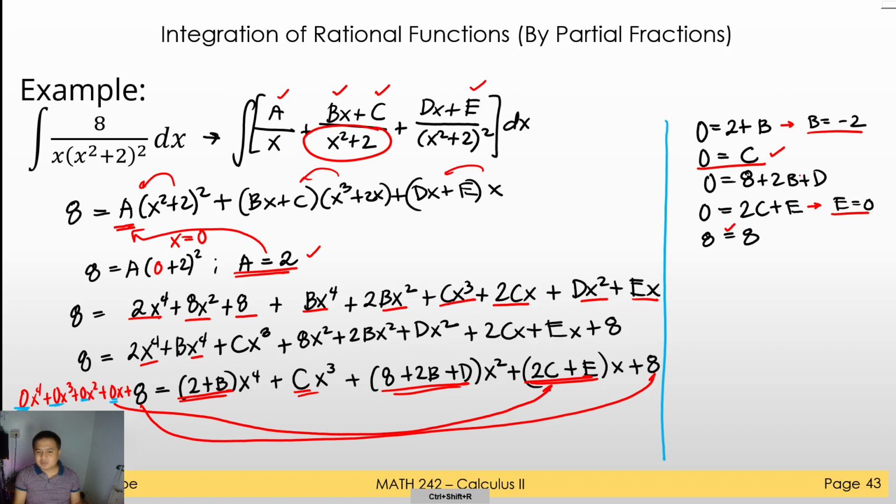And the last one, we know that b here is equal to negative 2. So you have 8 times minus 4 plus d is equal to 0. So d here is negative 4. Therefore, we can solve this already. Let me just create another slide for now.